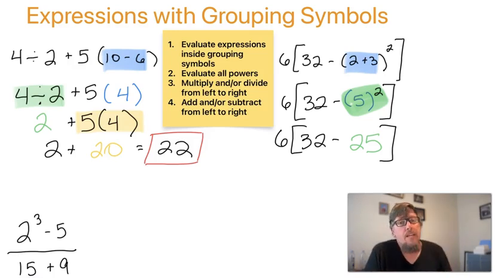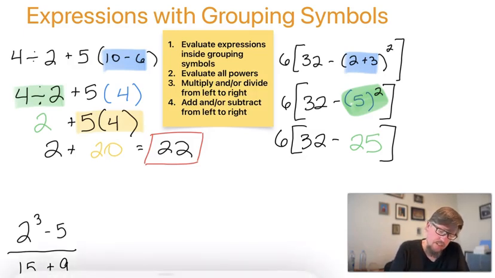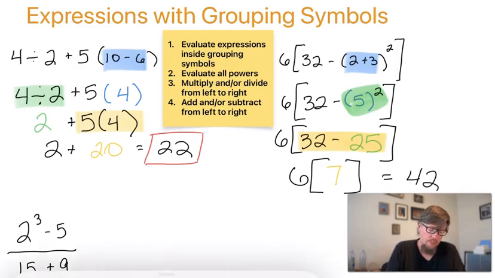We've evaluated everything in the parentheses, and we've almost done everything in the brackets. We've got one thing left, and that's 32 minus 25, which is going to give us 7. So 32 minus 25 is 7. We need to leave the brackets, though. Just like on that first problem, the brackets are important because without the brackets, this would look like 67. And it's not 67, it's 6 times 7, which is 42, and 42 is going to be our final answer.